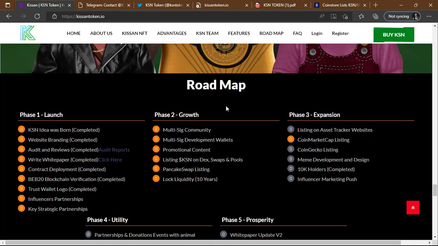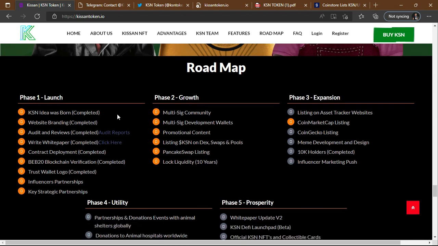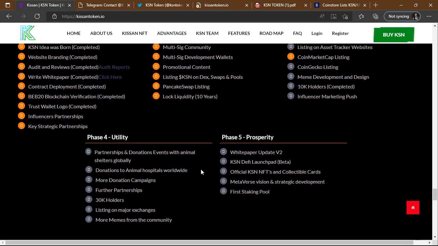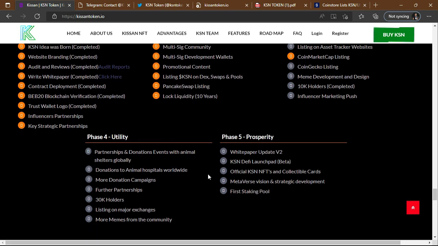The roadmap, guys, which is really important for you as investors to take a look at. As you can see, it consists of three phases: the launch, growth, and expansion. And each of them, of course, has its own details that are quite interesting for you. If you are trading or just investing in the project, these details will be so beneficial for you in the future. And also, there is actually phase 4 and phase 5. I did not see them at first. So there is the utility and prosperity.